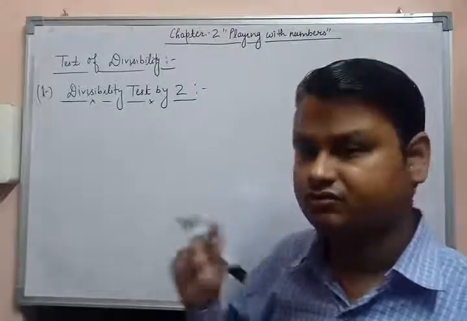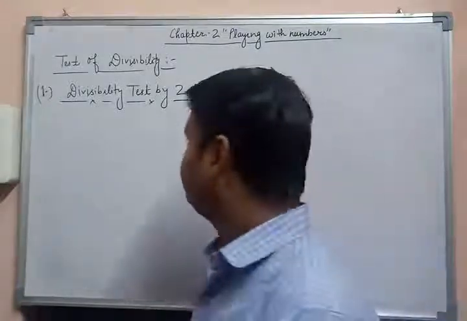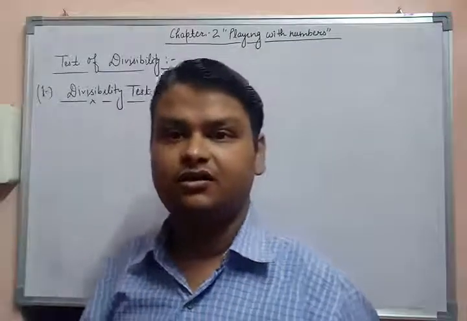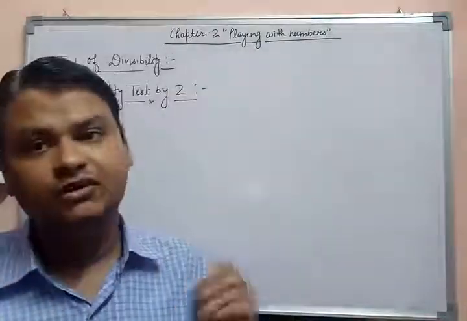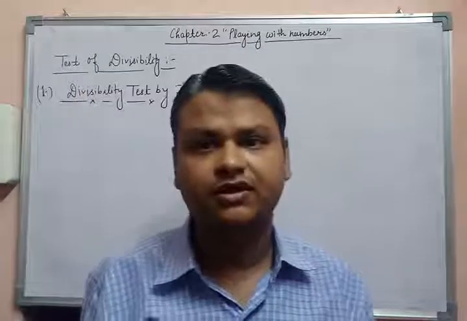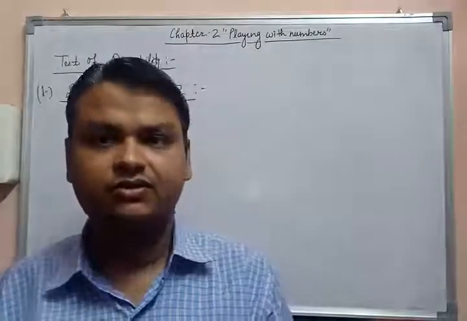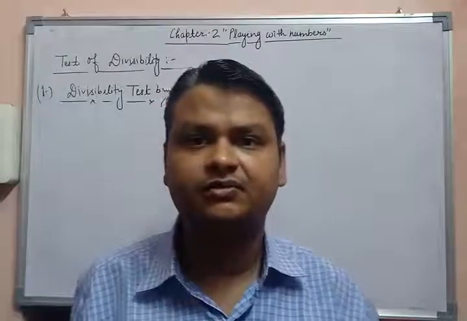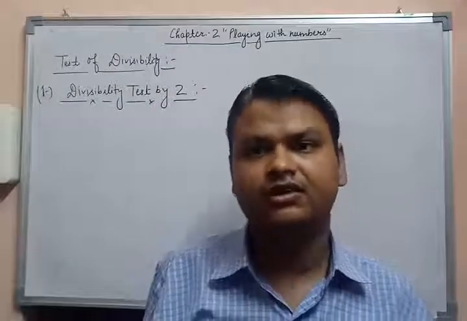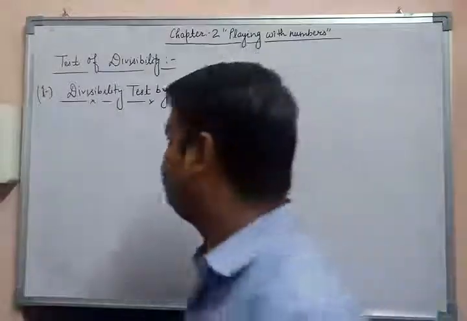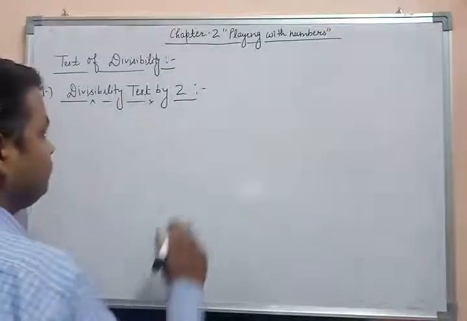Okay students, in this test, if the number in the unit place is 0, 2, 4, 6, or 8, then the whole number is divisible by 2. So students, this is the rule for the divisibility test by 2.